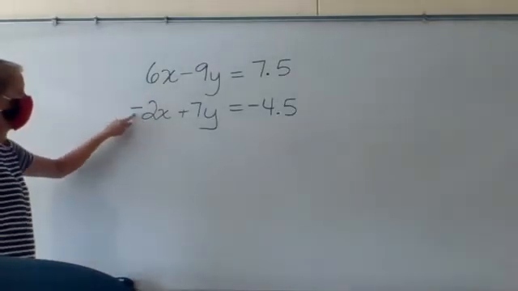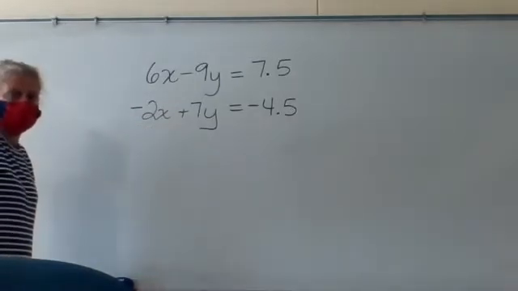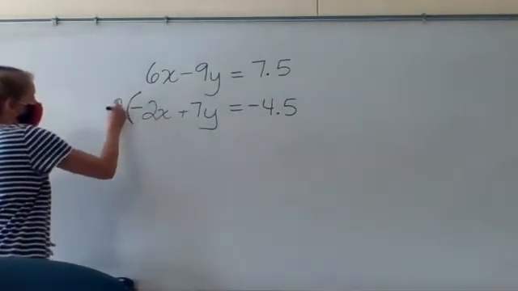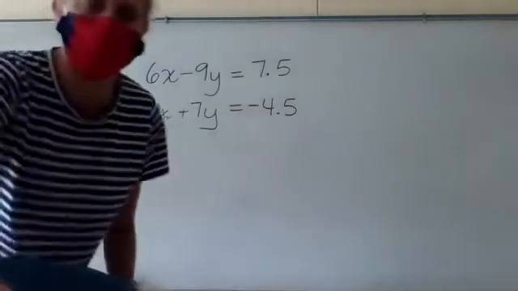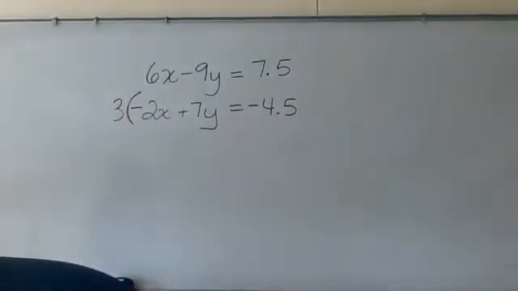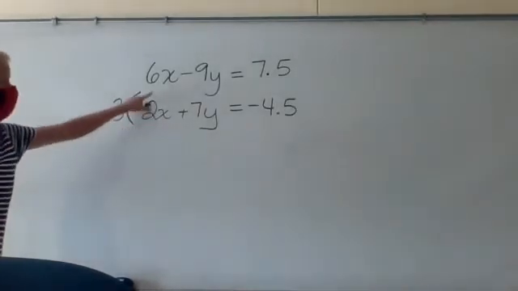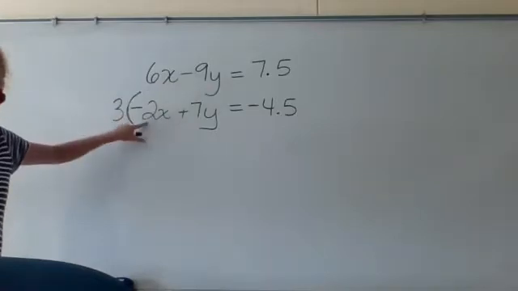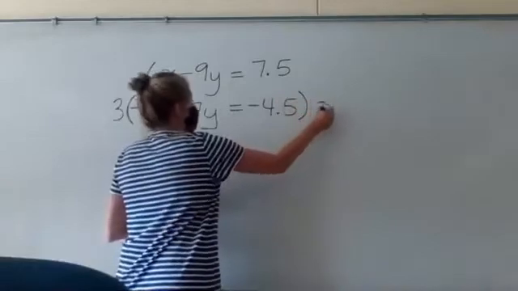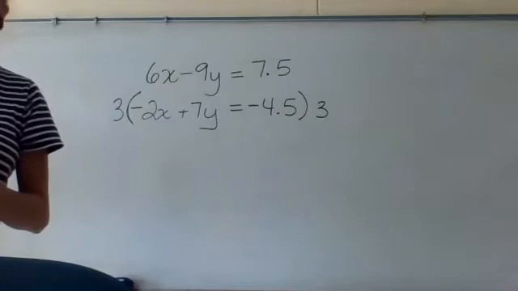Well, what can you multiply negative 2 by to make it negative 6? Well, I can do that. Negative 2 times 3, right? And 3 times negative 2, negative 6, and a negative 6 will knock out a positive 6. If I do this whole side, I have to do the other side. So I'm multiplying that whole second equation times 3.